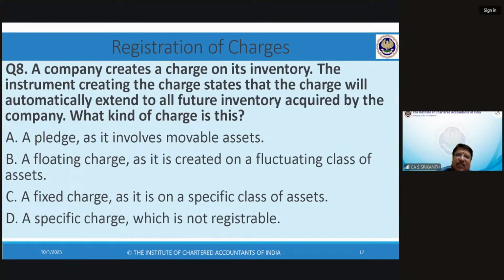A company creates a charge on its inventory. The instrument creating the charge states that the charge will automatically extend to all future inventory acquired by the company. What kind of charge is this? I know immediately you're going to give an answer. Yes, you're right. All of you are right.